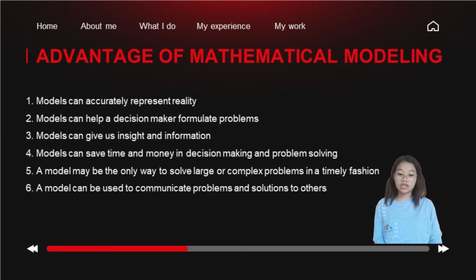For example, on your daily basis, you can see where you lose or gain profits. Next is, a model can be used to communicate problems and solutions to others. It may be shared because the data that are used in the problem is not restricted information to the companies.